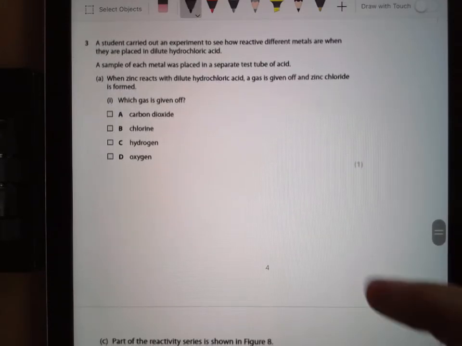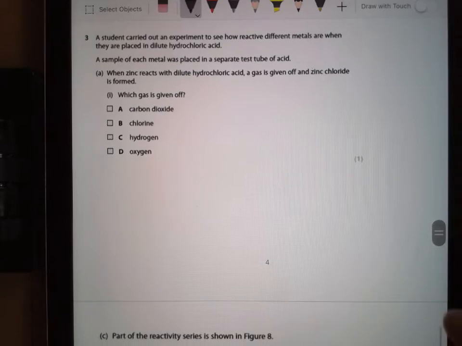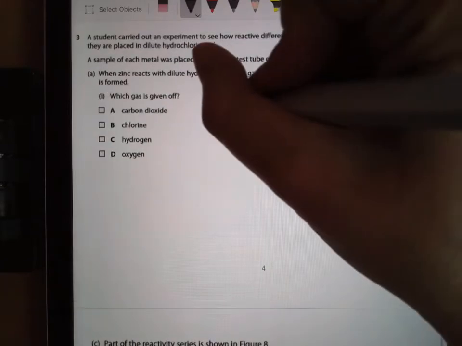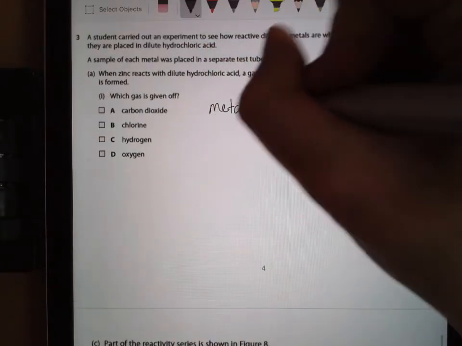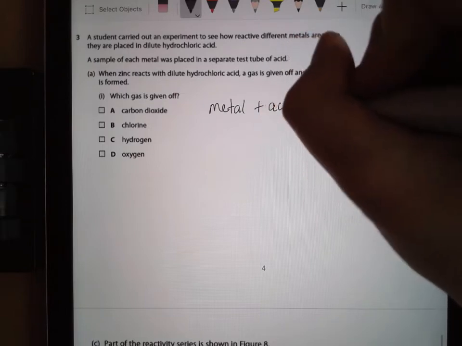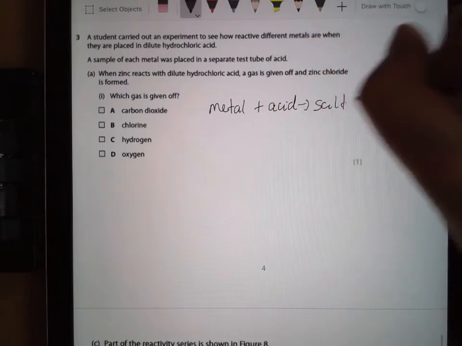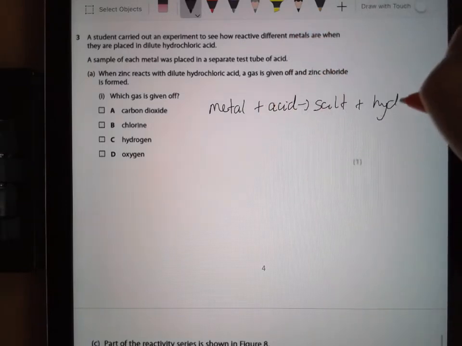The next one, you're reacting a metal and an acid. They want to know what gas is given off. Anytime you react a metal and an acid, you always get a salt formed and you always get hydrogen gas. So your answer here is going to be hydrogen.